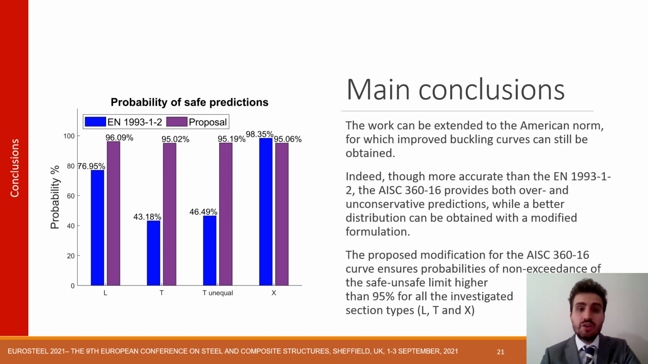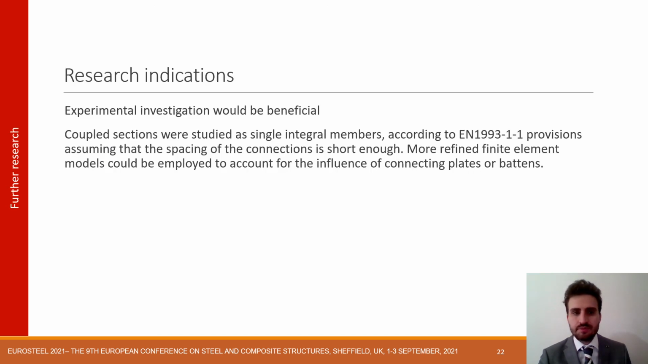A modified curve based on the formulation proposed in the American norm can be defined as well. And though more accurate than the Eurocode, the American norm still provides both over and unconservative predictions, while a better distribution can be obtained with a modified formulation. And the proposed buckling curve ensures, in this case, probabilities of non-exceedance of the safe-unsafe limit higher than 95% for all the investigated section types.